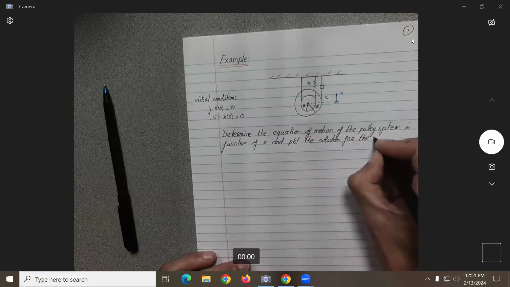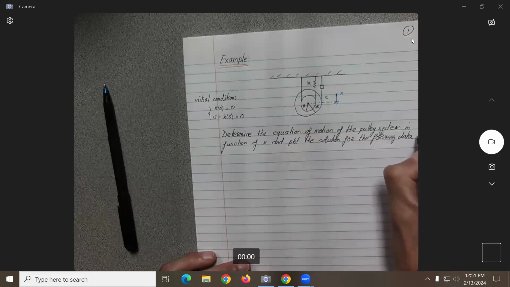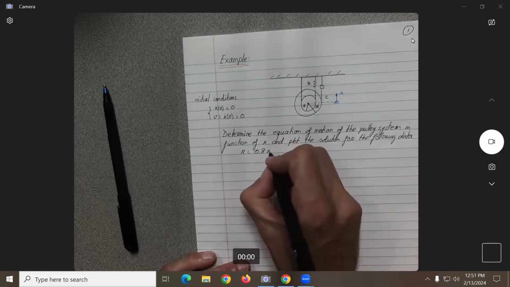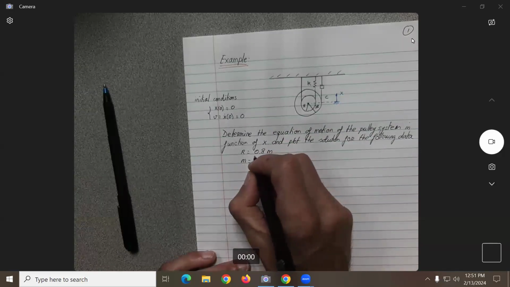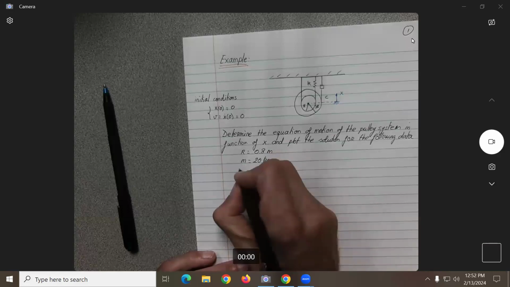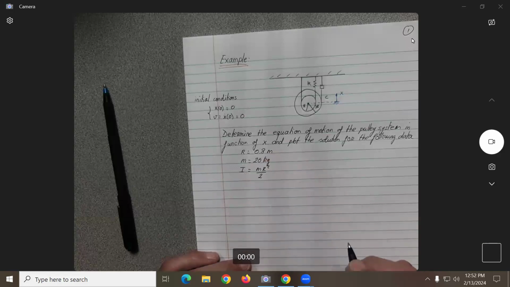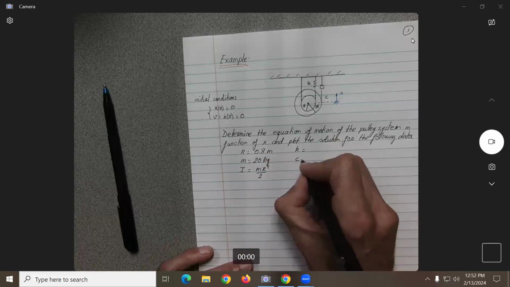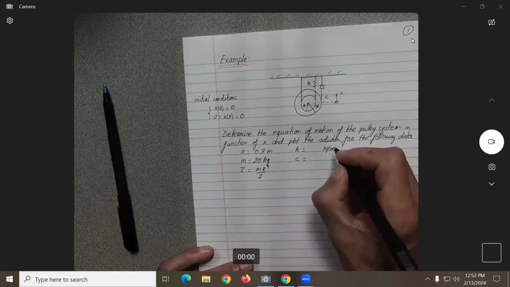for the following data. So you have some data, but then you're going to change two values randomly. You're going to tell me which one you want to use. So R equal to 0.8, let's say M equal to 20 kilograms. I, the moment of inertia, this is a disk, so it's M R squared divided by 2. And then just give me two values that you might consider for K and C. What do you want to use for K? The stiffness of the spring.